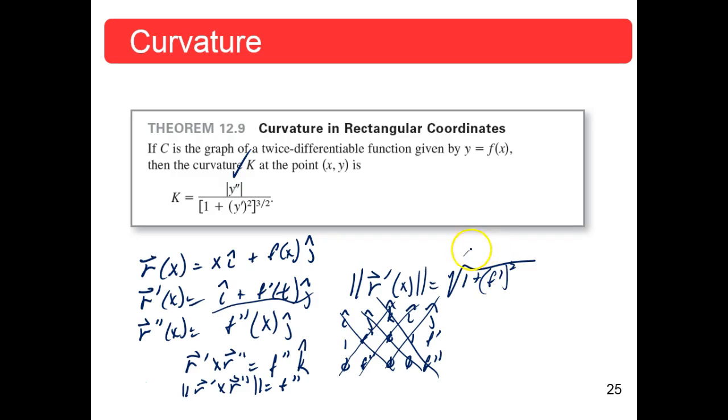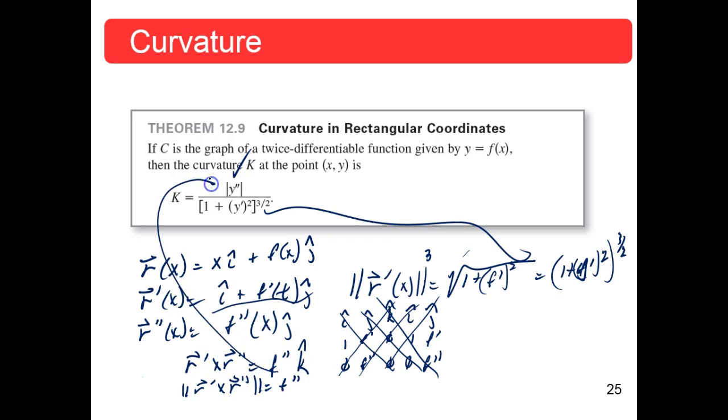Here is your magnitude of R prime. And when you cube that, you get this thing right here. When you cube this, that becomes 1 plus F prime, or let's call it Y prime, squared to the 3/2 power. So that's where that comes from. Your numerator came from here, that's Y double prime, and your denominator. So that's why the curvature is that.